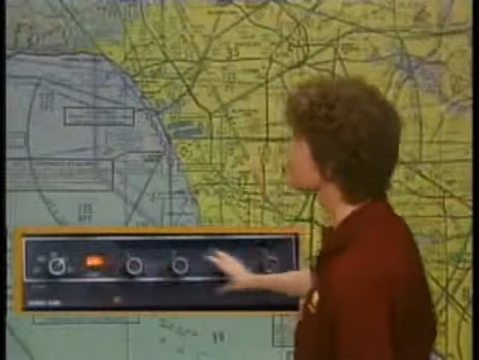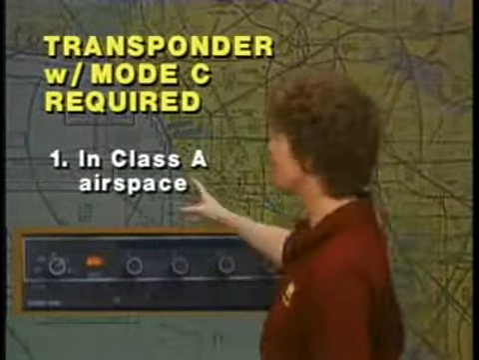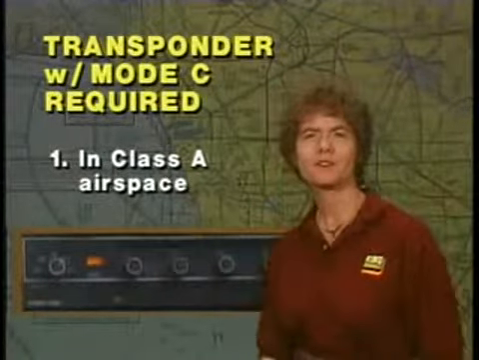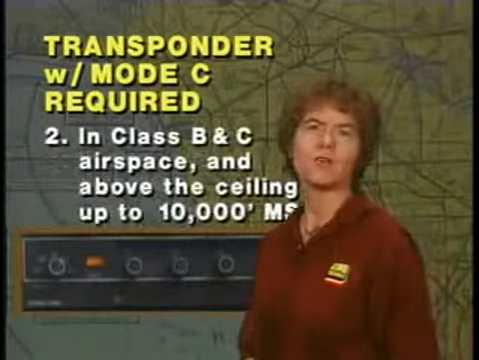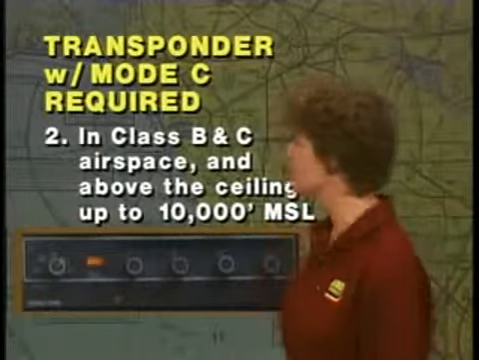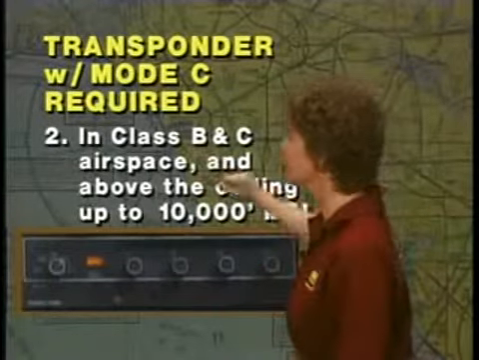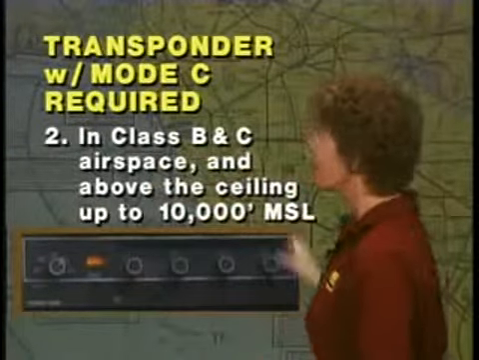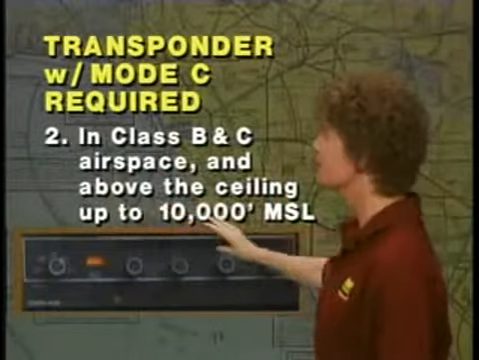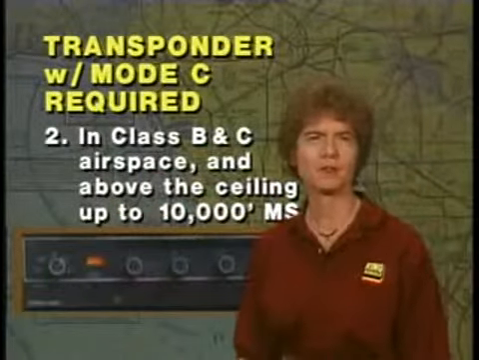Let's see if we can make some sense out of the rules about where a transponder with Mode C, which is the altitude reporting, is required. First of all, you need the transponder with the altitude reporting if you're operating in Class A airspace. That's 18,000 feet up to flight level 600. Secondly, you need it if you're in Class B and C airspace. B is shown by the solid blue line, C by the solid magenta lines on the chart, in Class B and C airspace, and above the ceilings of those airspaces up to 10,000 feet MSL.